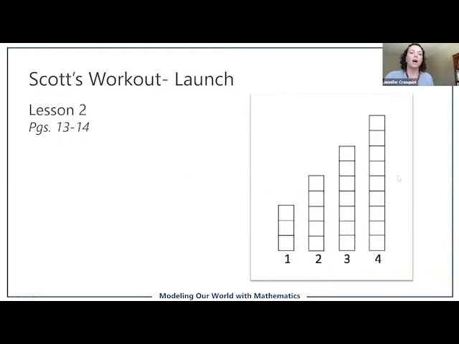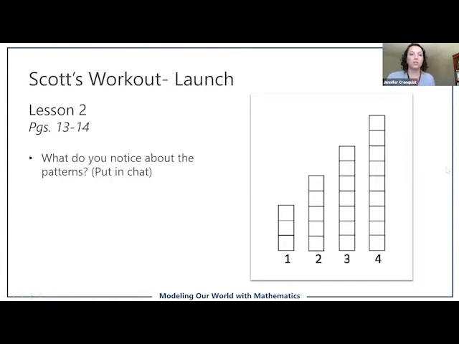So then moving on to lesson 2, Scott's workout. The launch starts with this image, and this launch starts on page 13 and 14 if you're following along with us. So we recommend just starting with this image and just letting students take a moment and observe what they're seeing and start processing what is happening with the image. And then start posing some questions to students.